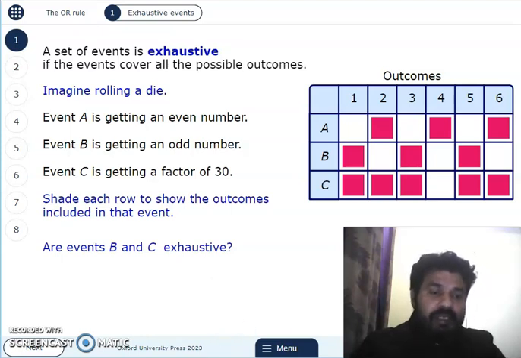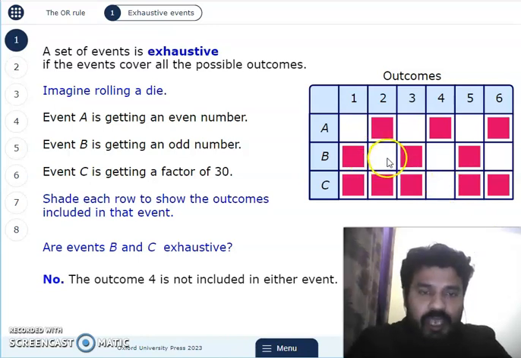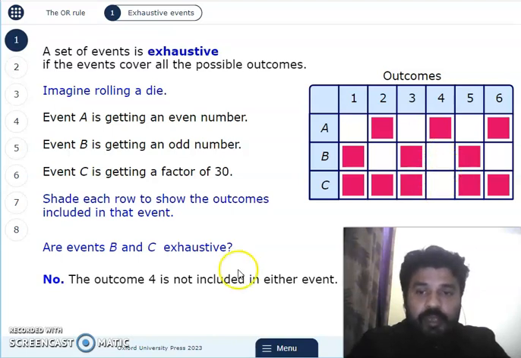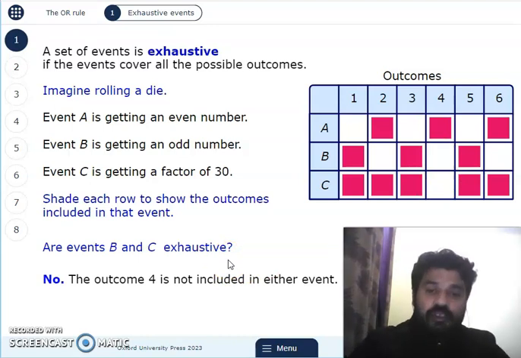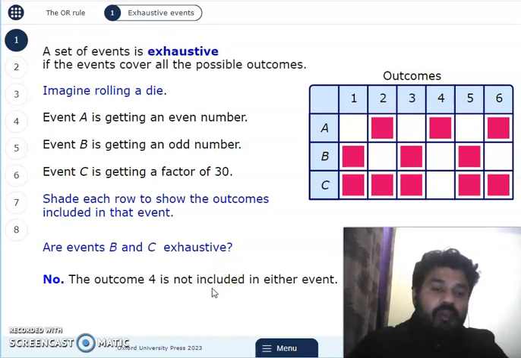Now I will check for B and C. If I am talking about B and C, now 1 is covered, 2 is covered, 3 is covered. Now we will see the number 4, which is covered neither by B nor by C. Both the columns are vacant. So that means B and C are not exhaustive events. The outcome 4 is not included in either event.